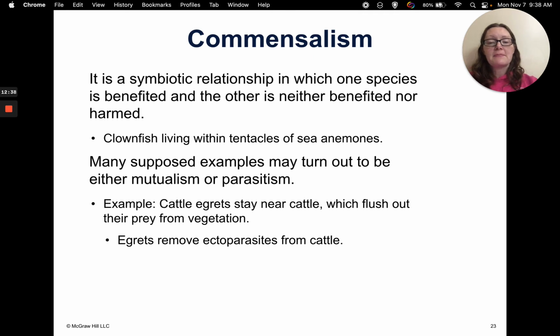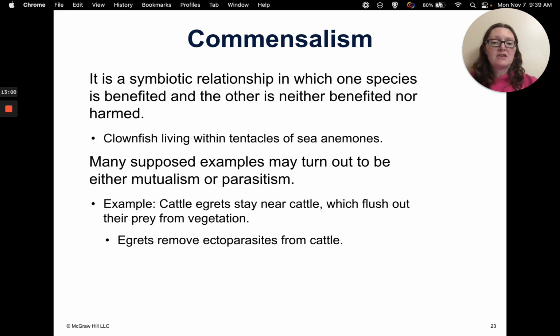Commensalism is a type of symbiotic relationship in which one species is benefited and the other is neither benefited nor harmed. Clownfish living within the tentacles of a sea anemone, great example. The clownfish receives a benefit. Sea anemone doesn't really care. Many supposed examples may turn out to be either mutualism or parasitism.